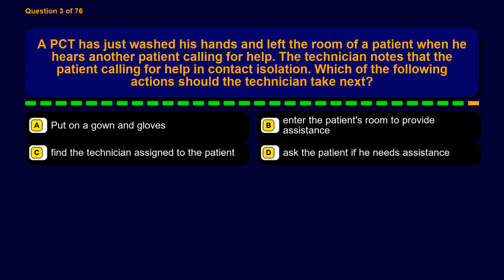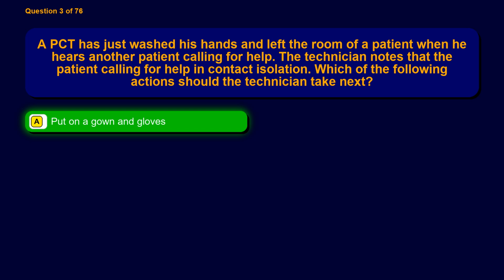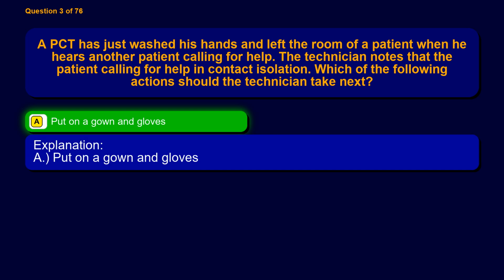Question 3. A PCT has just washed his hands and left the room of a patient when he hears another patient calling for help. The technician notes that the patient calling for help is in contact isolation. Which of the following actions should the technician take next? Option A, put on a gown and gloves. Option B, enter the patient's room to provide assistance. Option C, find the technician assigned to the patient. Option D, ask the patient if he needs assistance. The correct answer is option A, put on a gown and gloves.